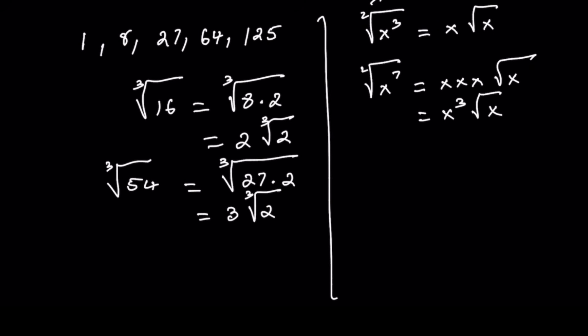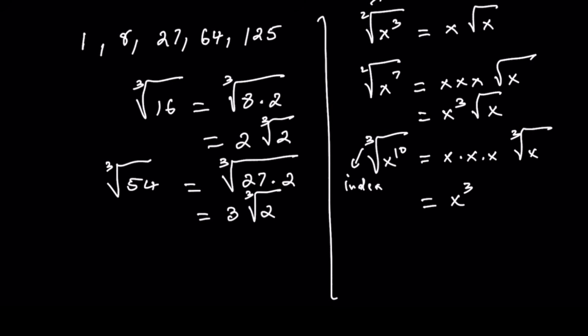Now let's try a cube root with variables. Simplify the cube root of x to the 10th power. The index is 3. 3 goes into 10 3 times with 1 remaining. So 3x factors come out and 1x stays inside. The simplified form is x cubed cube root x.